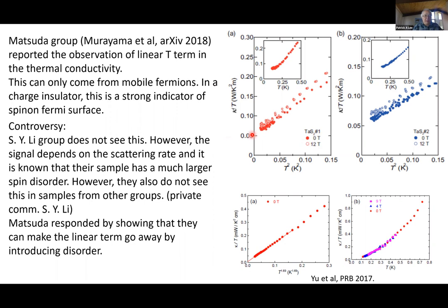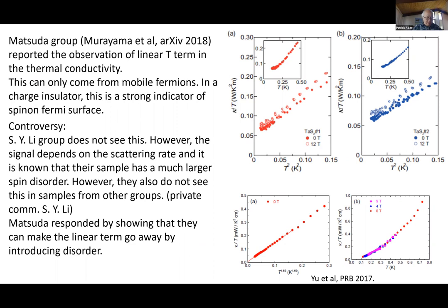However, I should say that this data has been controversial. There's another group that claims not to see this. So there's an argument about the quality of the sample and so on, because thermal conductivity depends on the mean free path. It's linear in the mean free path. So not seeing it could mean that you just have a disordered sample. And Matsuda claims that they can purposely make their sample disordered by irradiation and make this extrapolation go away. So I think there's some argument, but to date, this is the strongest evidence that this may be a quantum spin liquid, with a spinon Fermi surface.